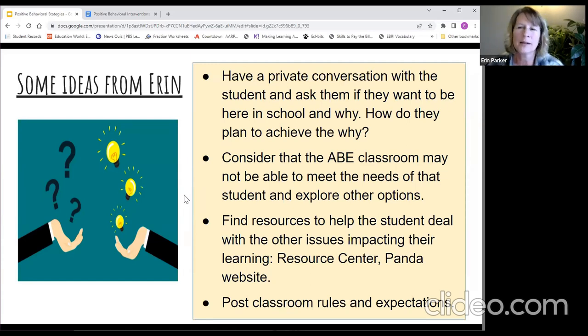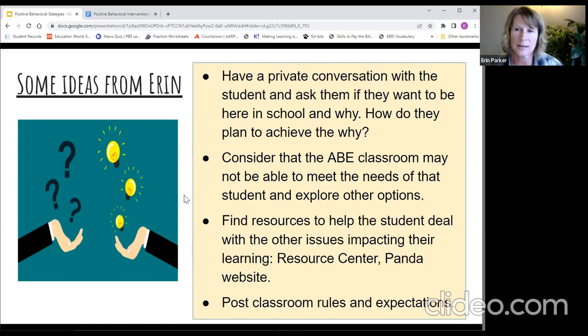And I said, well, how do you plan to achieve the why? Just that question of, it's going to take something, and it's going to take something on your part. I can't do it for you. So just to make that decision. But that's when we were considering that the ABE classroom may not be able to meet the needs of that student, for the reasons I mentioned: transportation, food, other students, but also counselors, social workers, things that they get more of in the public schools. So that was important.